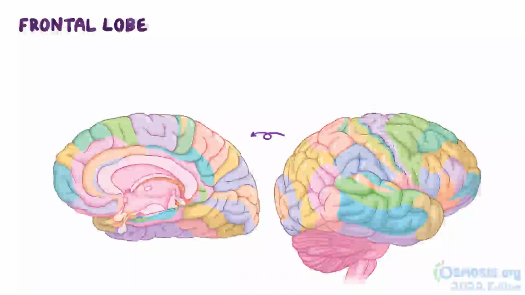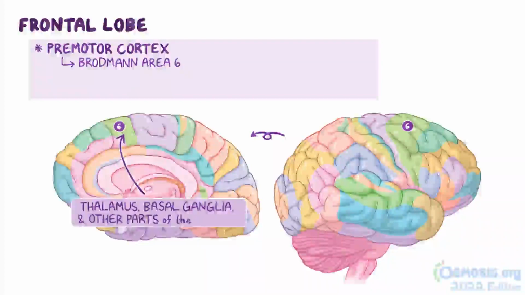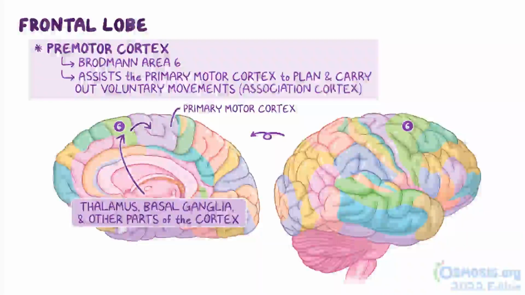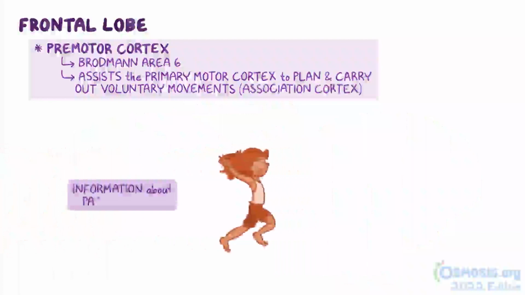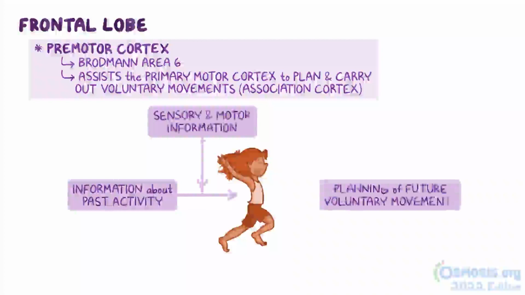Extending anteriorly from the primary motor cortex and over the posterior parts of the superior, medial, and inferior frontal gyri is the premotor cortex, or Brodmann's area 6. This premotor cortex receives input from other parts of the cerebral cortex, the thalamus, the basal ganglia, and directly communicates with the primary motor cortex. Its function is to assist the primary motor cortex plan and carry out voluntary movements, and therefore it's called an association cortex. The premotor cortex essentially stores and processes information about past activity and helps to integrate sensory and motor information for planning of future voluntary movements.